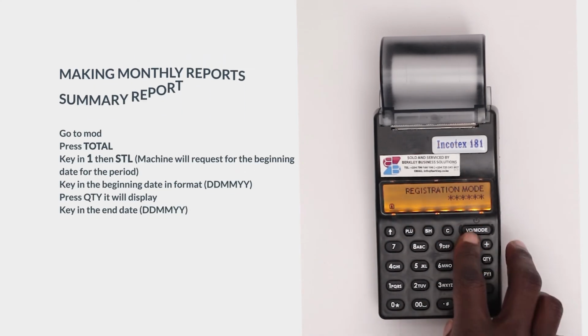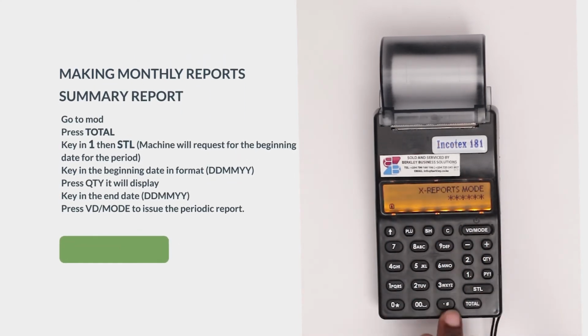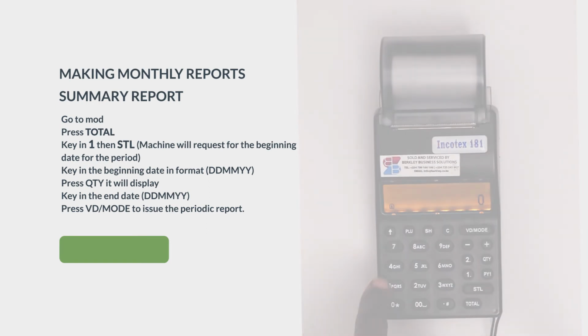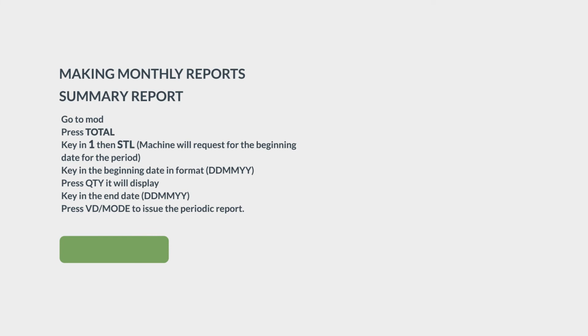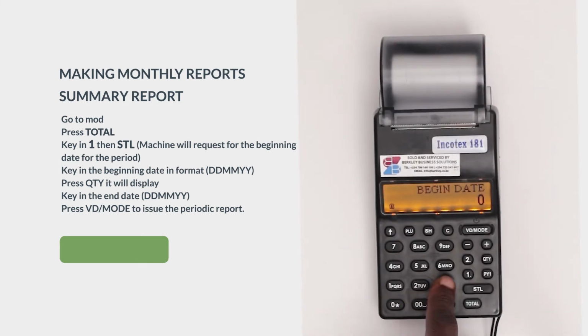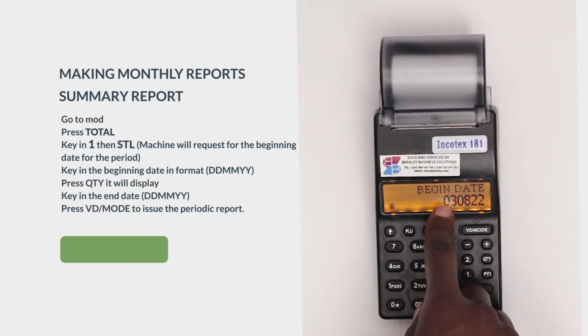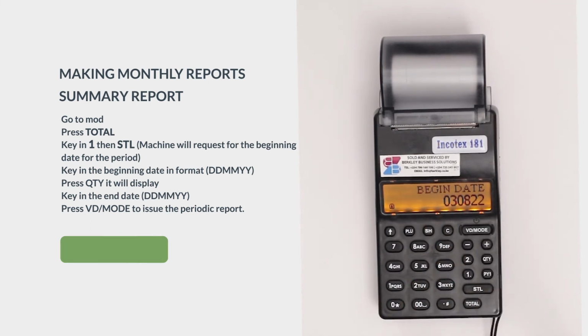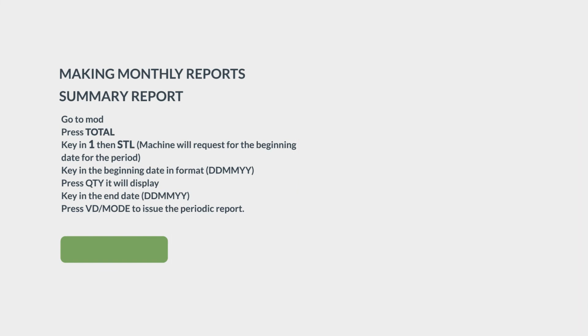Making monthly reports. Summary report. Go to mode. Press total. Key in 1, then STL. The machine will request the beginning date for the period. Key in the beginning date in the format DD for date, MM for month, and YY for year. Press QTY, then key in the end date. Press VD mode to issue the periodic report.